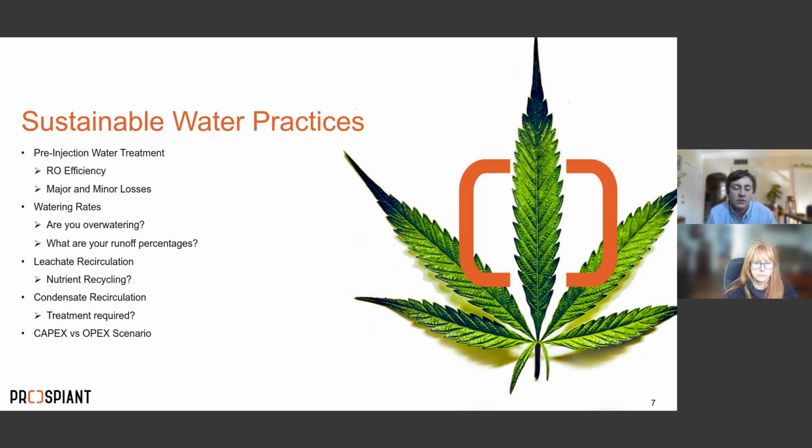Leachate recirculation, you might be able to reuse some of the nutrients you've already introduced to the plant and then captured in that runoff. But at the same time, it's not the cheapest system to install in a facility. So again, really looking at the payback period on these. Condensate is significantly cheaper to treat than leachate recirculation. And if you're not capturing condensate, how much water are you wasting a day by not capturing this? And you can do it relatively cheap.